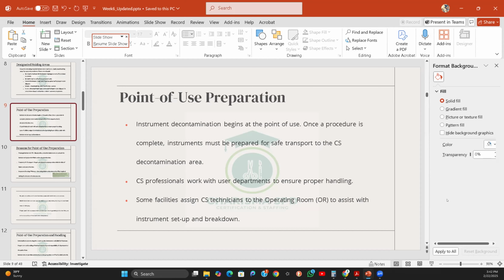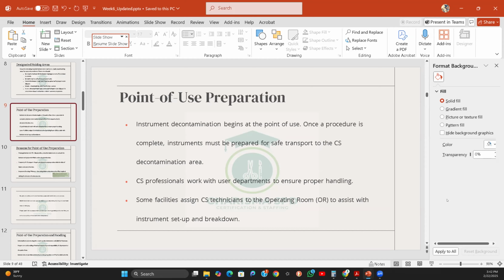Can somebody read the first bullet for me? I want to get people engaged. Point of use preparation. Instrument decontamination begins at the point of use. Once a procedure is complete, instruments must be prepared for safe transport to the CS decontamination area.